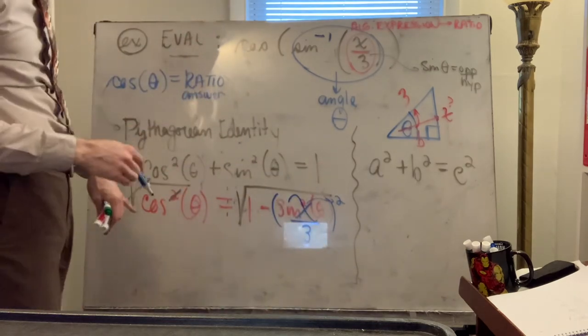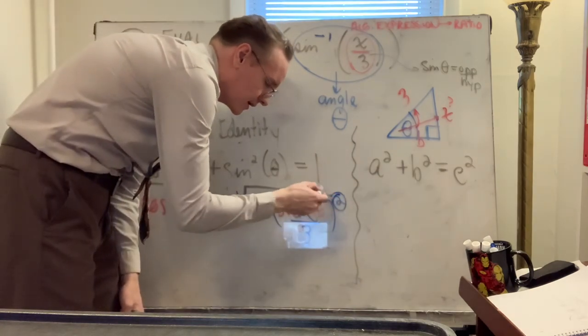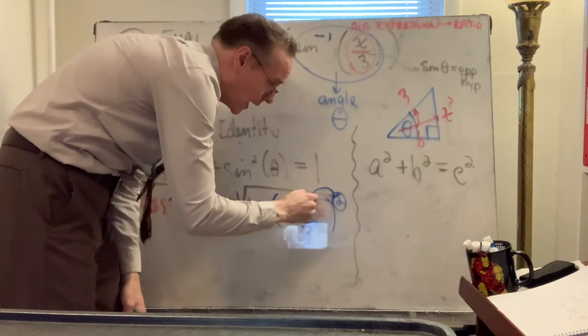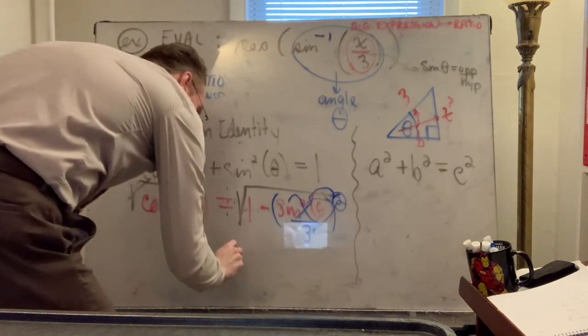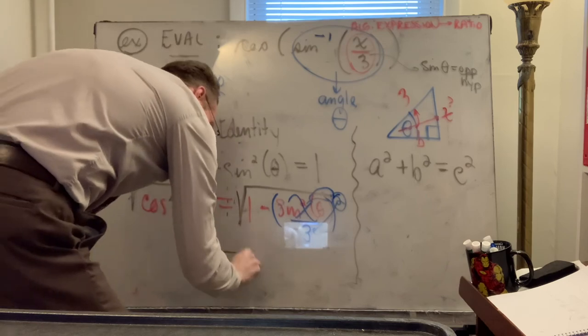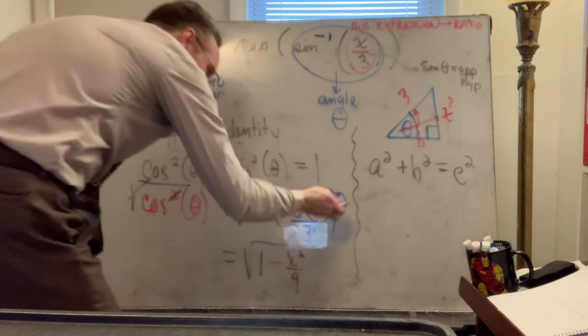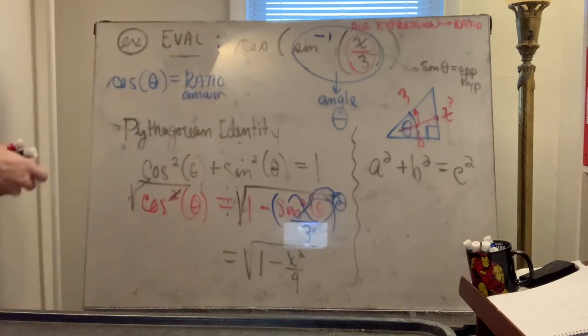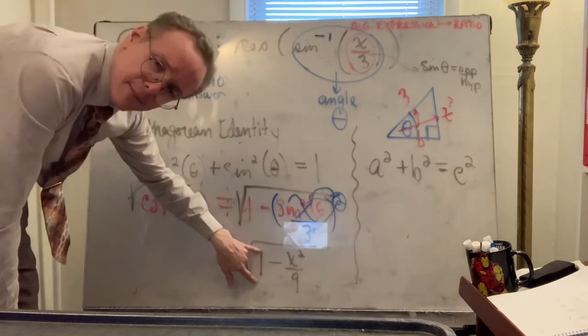Remember that when you square a fraction, the squaring operation doesn't just affect the top, it also affects the bottom. And therefore, what you end up with is this: you get 1 minus x squared over 9, because it's 3 squared. And then, for the sake of simplifying, you would try to get a common denominator.